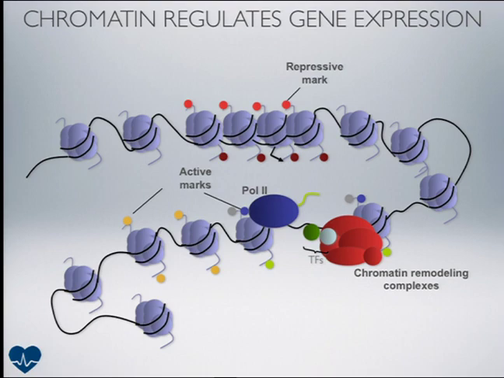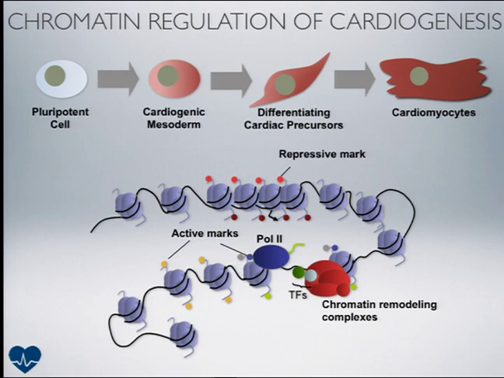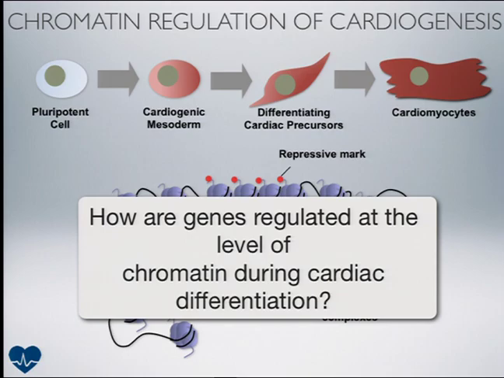And so what we set out to do is to try to understand all these levels of regulation across a time course of cardiac differentiation, from pluripotency to mesoderm to cardiac precursors, and finally into cardiac myocytes. And again, the question was, how are genes regulated at the level of chromatin during cardiac differentiation?